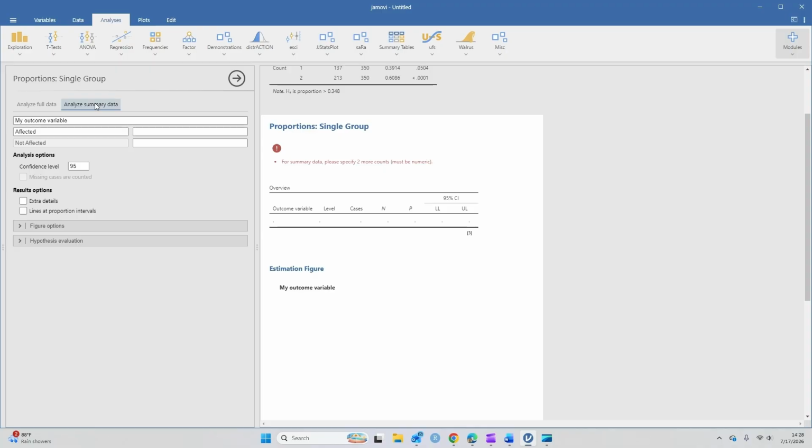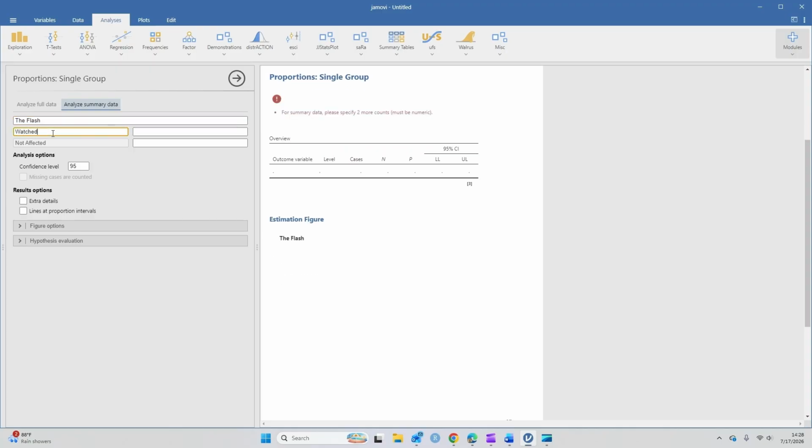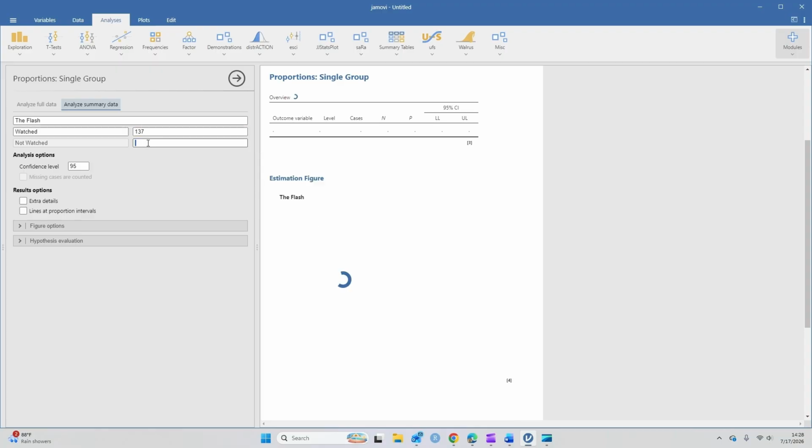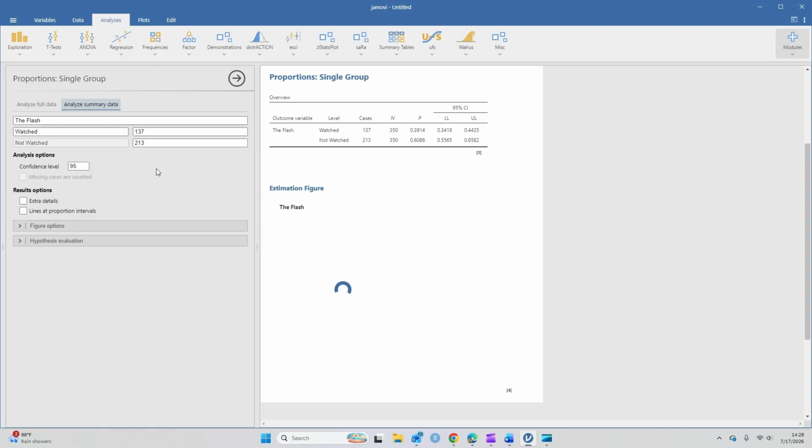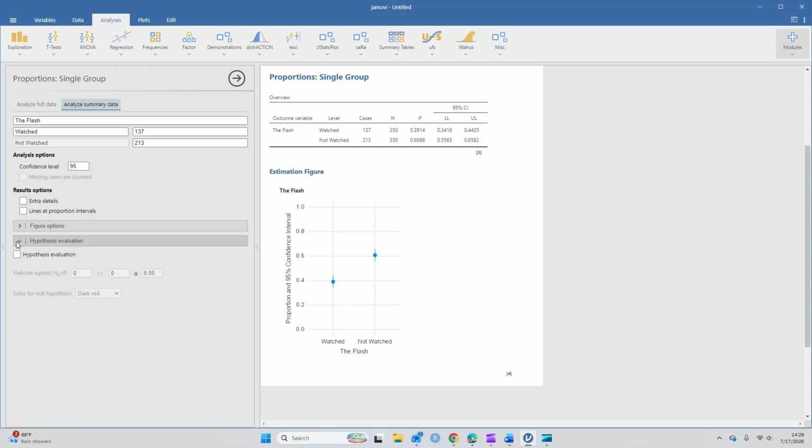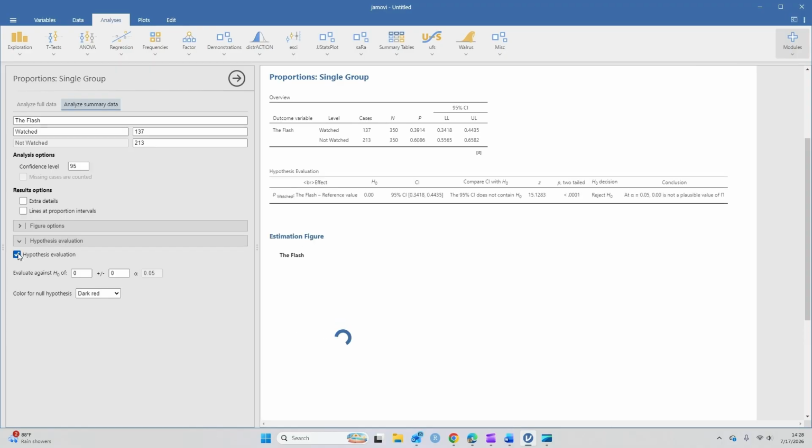I don't have full data to analyze. I have summary data. And so I'm going to have the Flash, and the affected is going to be watched, and then the not affected is going to be not watched. And I'm going to put the 137 here and the 213 here. And I am going to go ahead and do a hypothesis test. And my evaluation is I'm going to do it against 0.348.